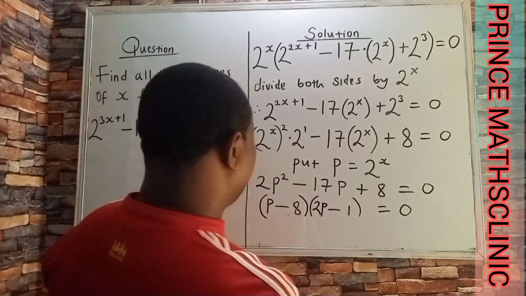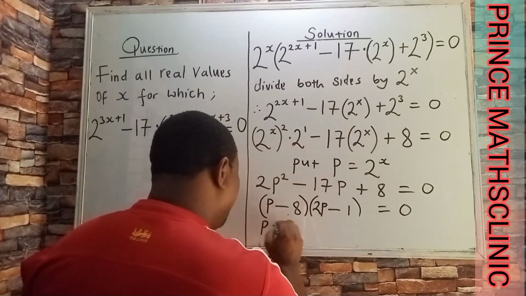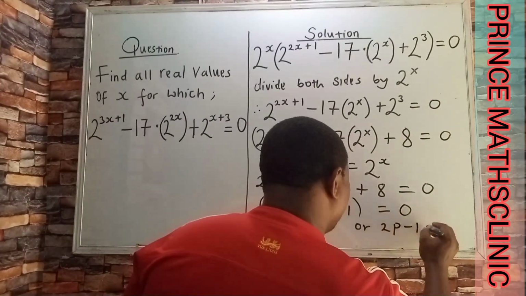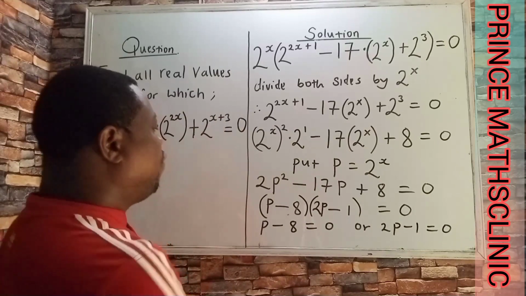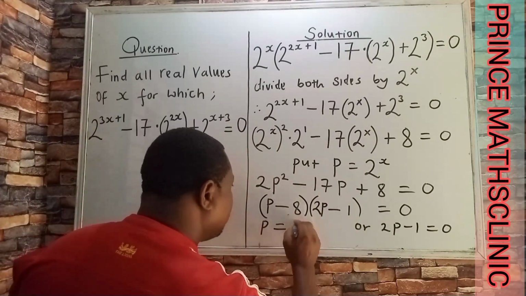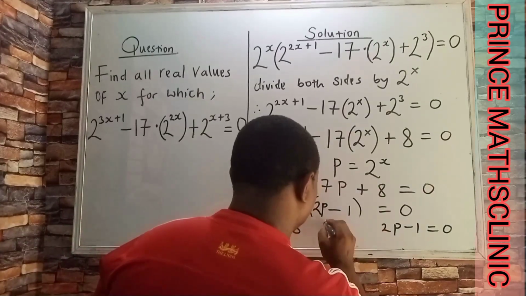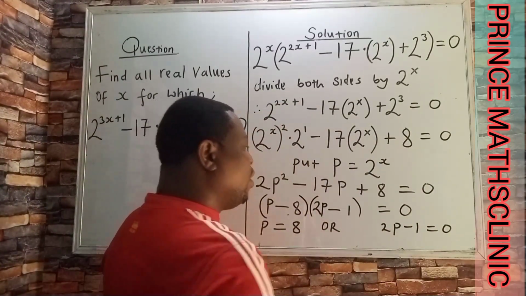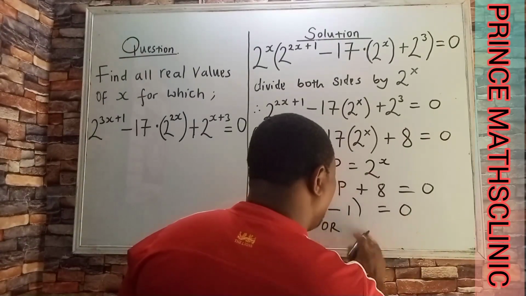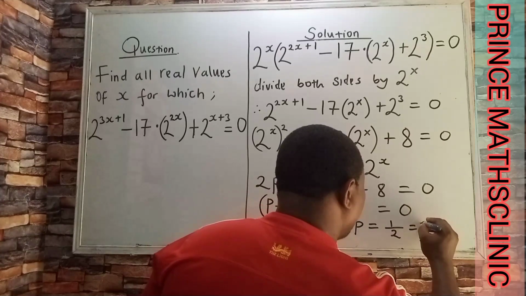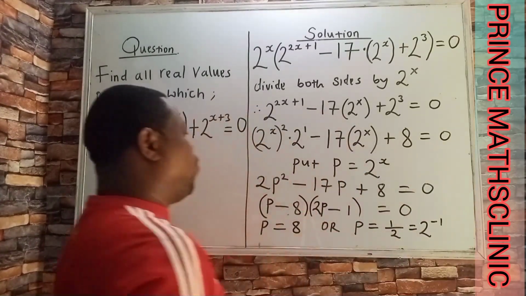So what does this mean? It then means that from here, p minus 8 will be 0, or 2p minus 1 will be 0. So if p minus 8 equals 0, it simply means that p will be equal to 8. Or if 1 goes here, it turns to positive since it crosses the equal to sign. So therefore, p here will now become positive 1 over 2, which is the same as 2 to the power of negative 1.